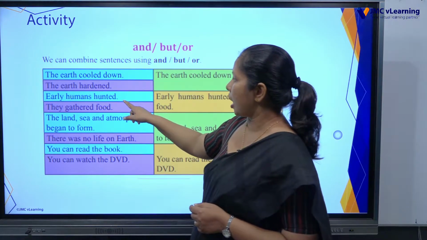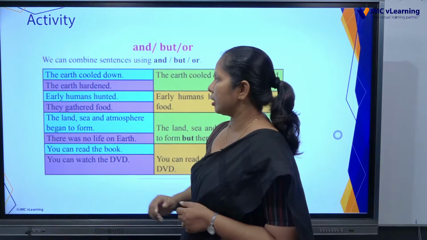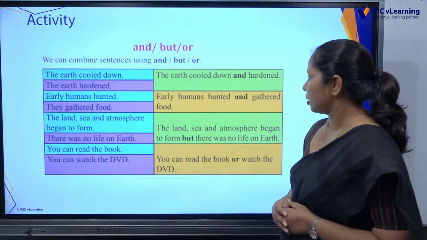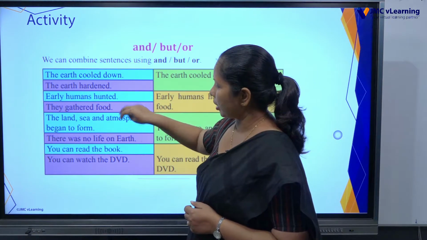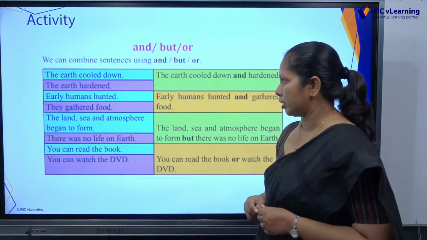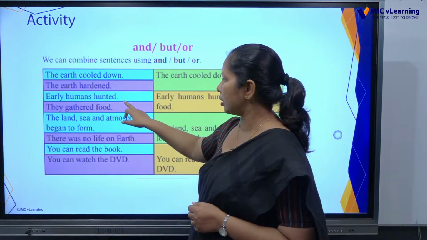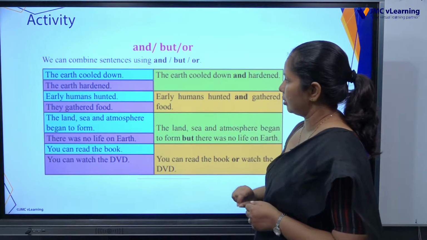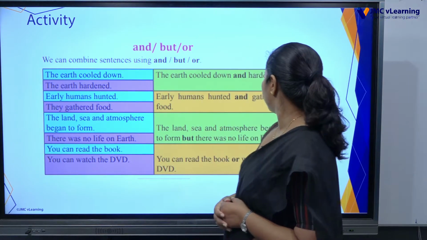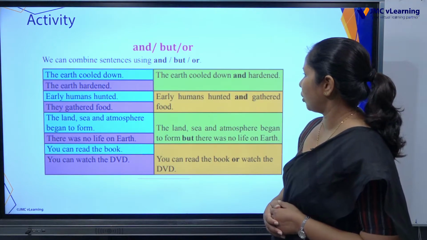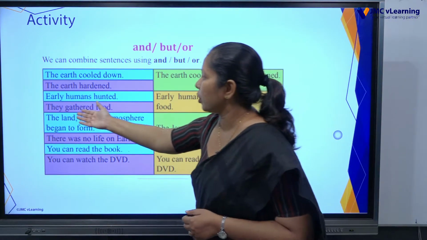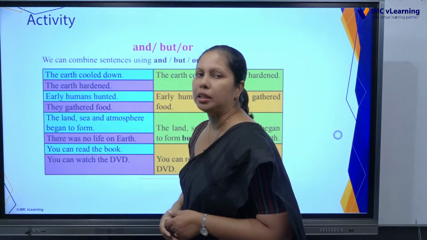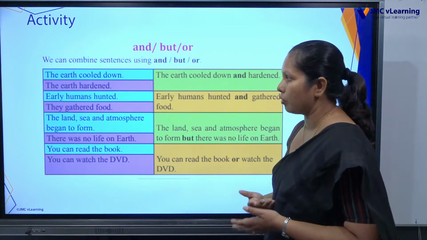Early humans hunted. They gathered food. So there two activities have happened. The early humans hunted, we can use the conjunction and gathered food. So here also the pronoun they is used for early humans. So no need of repeating it again.